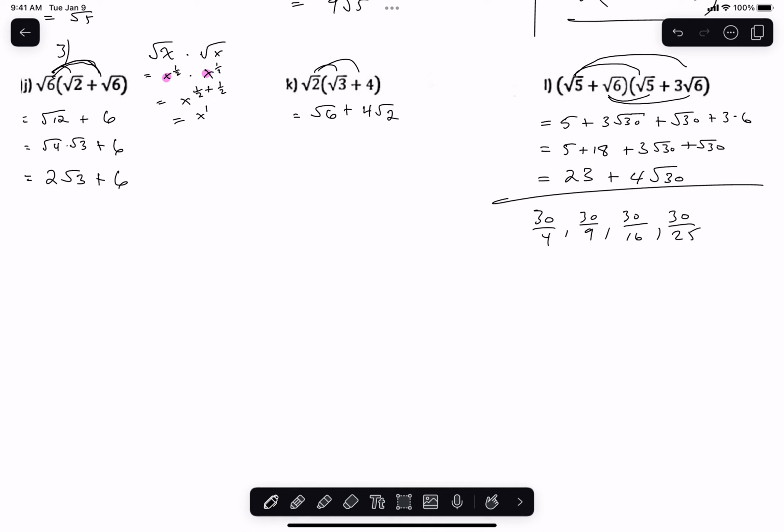Okay, so that is questions J, K, and L off of that review sheet for radicals.